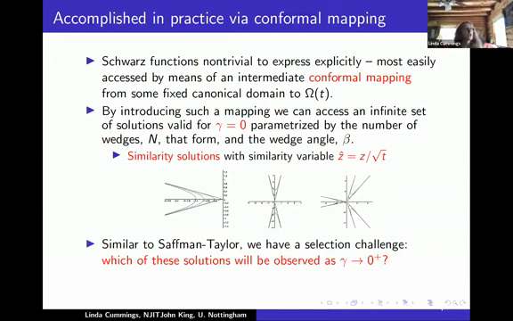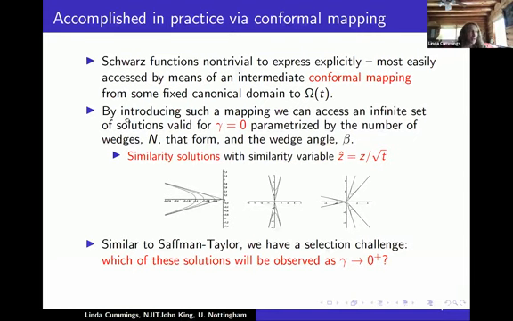So the way you accomplish this in practice is you can access the Schwartz function by means of an intermediate conformal mapping from some fixed canonical domain onto the moving domain that you're looking at. That enables you to represent the Schwartz function parametrically in terms of an intermediate complex variable in the mapping plane. But these are all just technicalities that I don't want to get too deeply into in this talk.